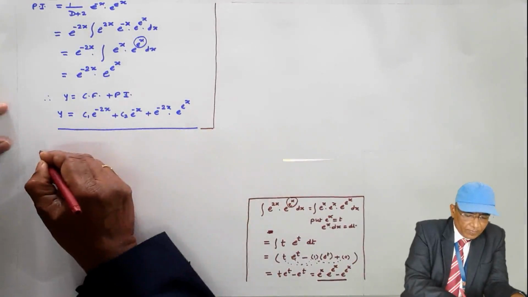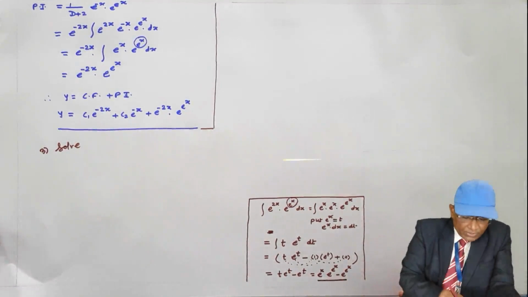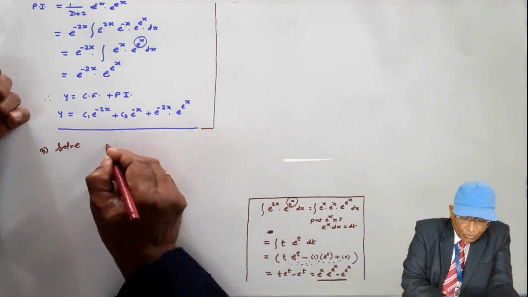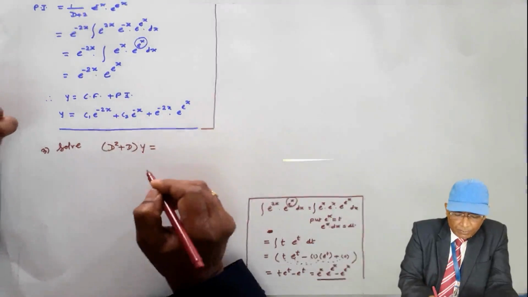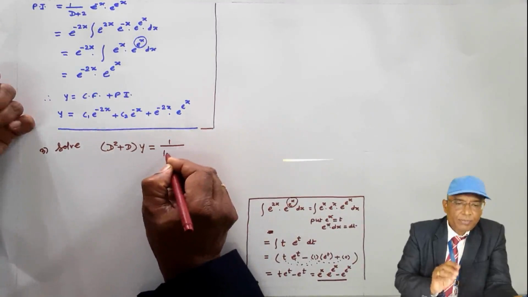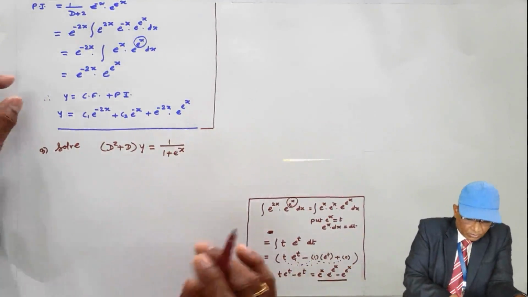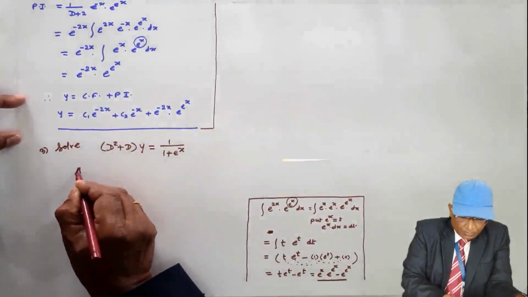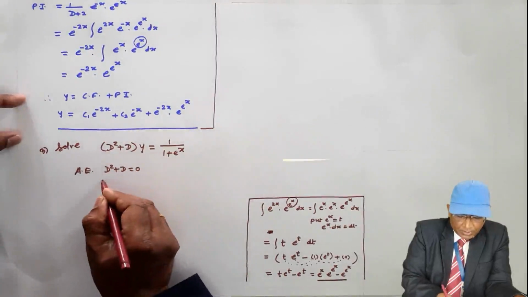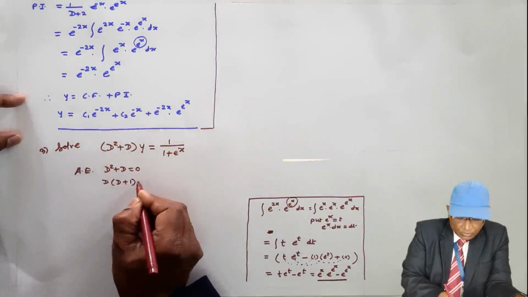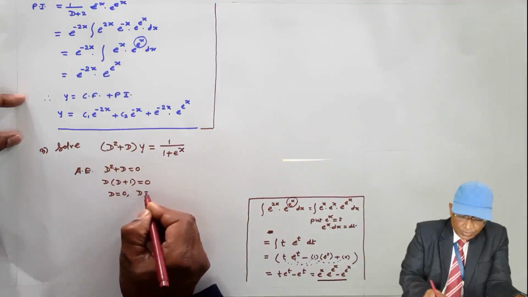Solve the differential equation (D square plus D) y is equal to 1 by 1 plus e to the power x. This differential equation we are going to solve. I will increase the speed of writing slightly. The auxiliary equation is D square plus D equal to 0. Then take D common, D plus 1 will be there. Either D equal to 0 or D equal to minus 1. You can use a calculator or you can find the value manually also, but I will recommend you to use a calculator.